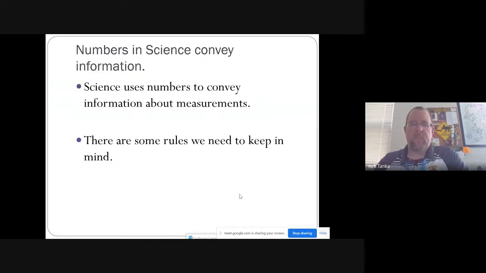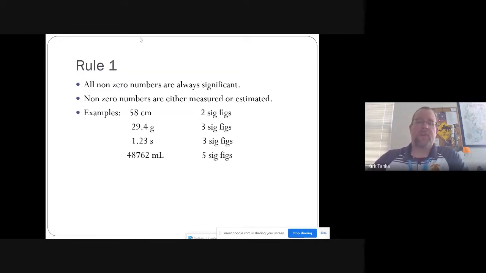So here we go. Numbers in science convey information. When we have numbers in our measurements, the place of those numbers actually tells us about the measurements that we were taking. So science uses numbers to convey information about measurements. So we have to look at some rules because those numbers mean something. Hence, they're significant.